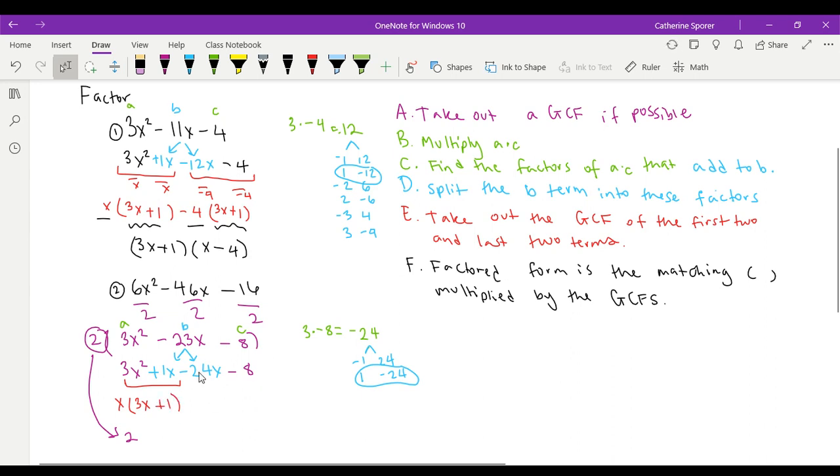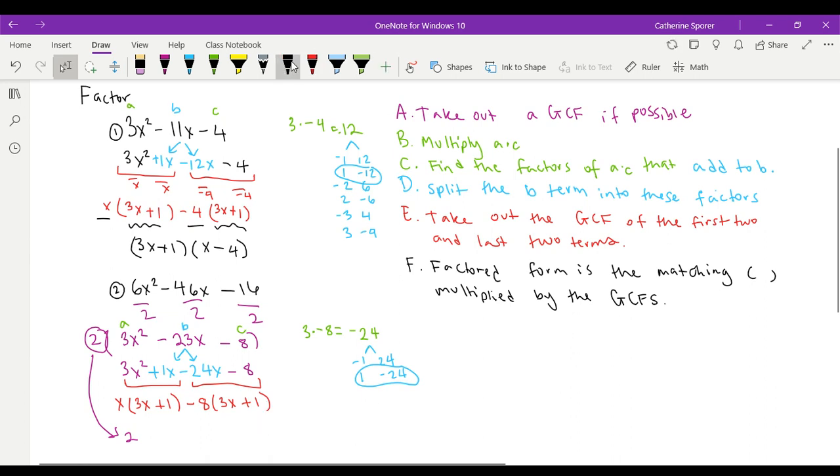And then if we look at the second 2 terms, negative 24x and negative 8, those are both divisible by negative 8. So we could divide out a negative 8. Negative 24x divided by negative 8 is 3x. Negative 8 divided by negative 8 is 1. So we get 3x plus 1 again.